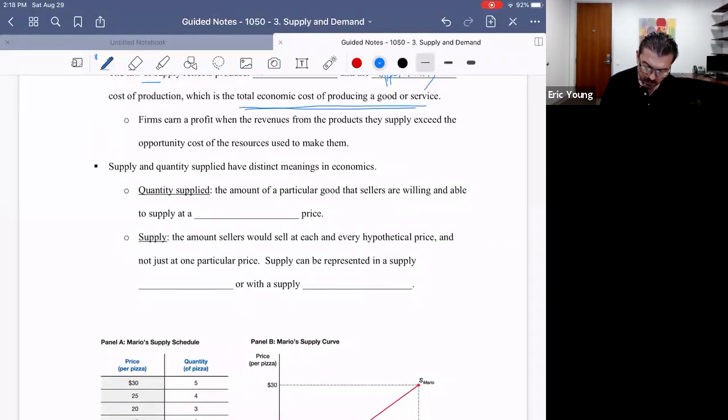Okay, let's talk really quick about a definition. The idea of profit, we've gone over this. Profit is equal to total revenue minus total cost. Firms earn a profit. They're motivated by profit. They want to make profit, but they only make a profit when the revenues from what they sell exceed the opportunity cost of the resources used to make them.